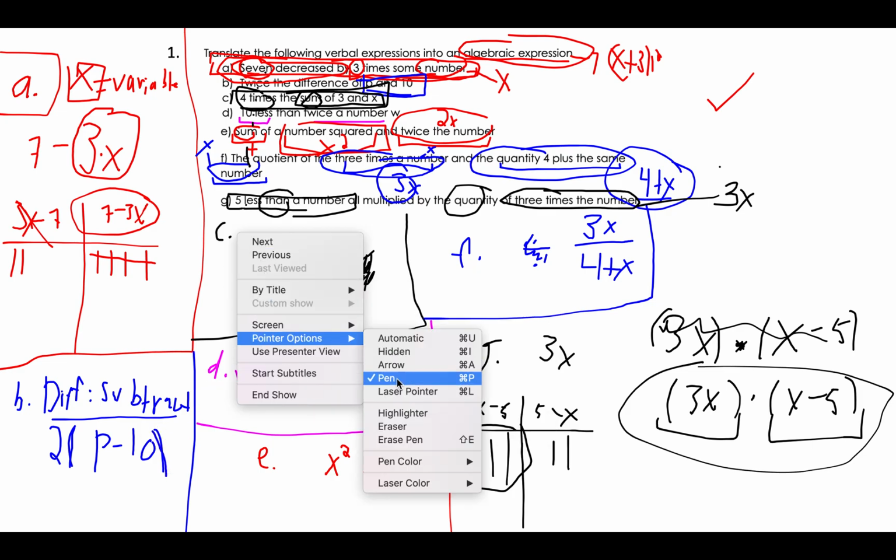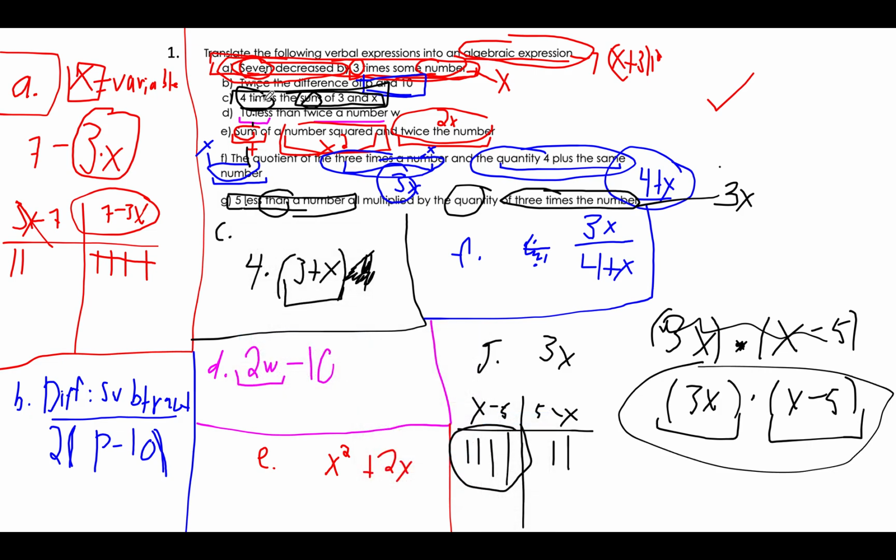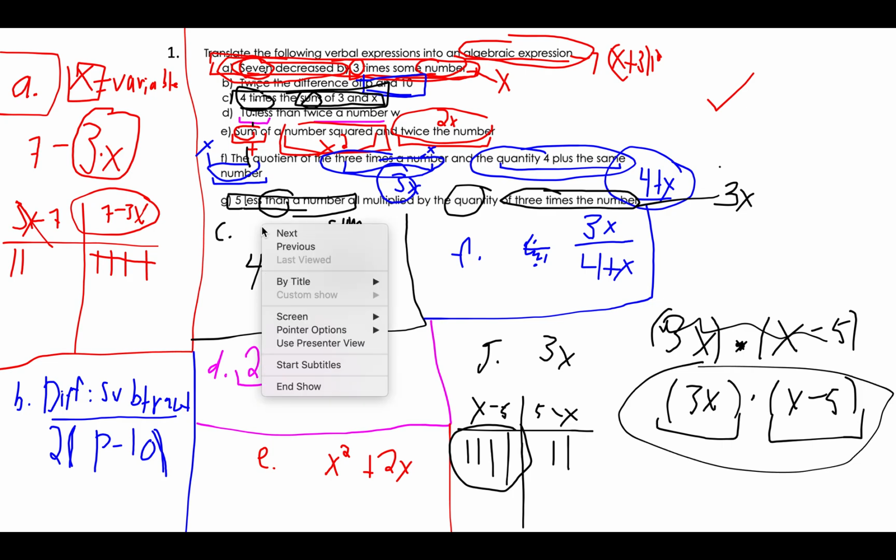For step C, if I could ever change my pen color, we found 4 times the sum of 3 and x. 3 and x we add together because sum means to add things together, and then we had 4 times that total value there. So we had 3 plus x, and then we added those together, and then we would multiply that by 4 to get 4 times the sum of 3 and x.